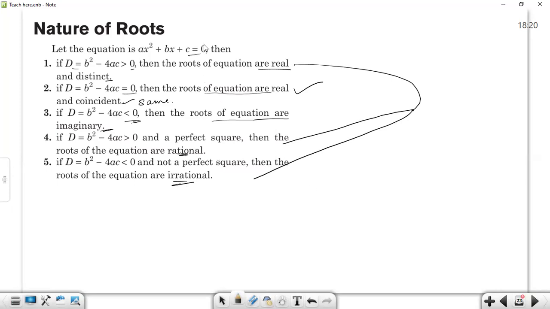Absorb this slide, read this once. Done? Okay, so any doubts?